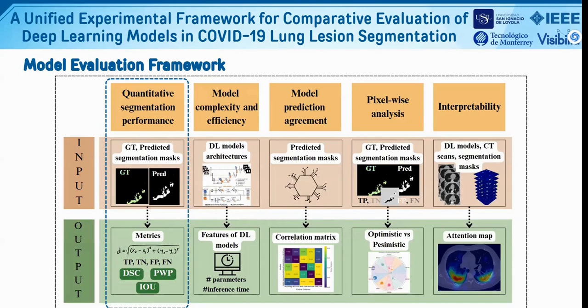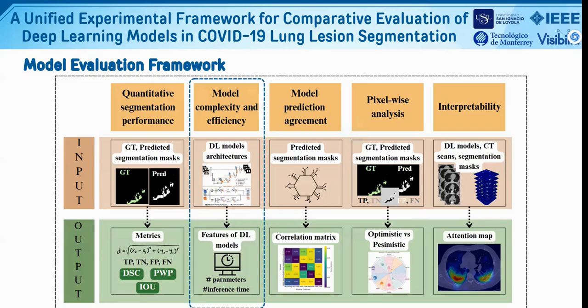Quantitative segmentation performance involves using metrics such as dice score, intersection over union, and pixel-wise precision. These results were also tested with the Kruskal-Wallis test to evaluate whether there are significant differences. Model complexity and efficiency is assessed by evaluating inference time and model size.